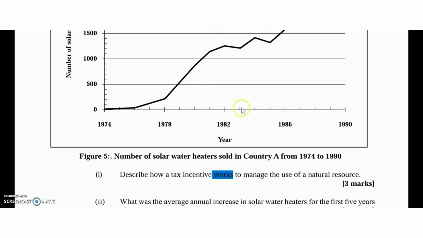If you look at the year 1983, take your ruler and you go straight across, you'll realize approximately 1,200 solar heaters were in fact sold. For the year 1978, it was roughly at 200. So that is the calculation there quickly. The period is in fact 1978 to the year 1983. This is a 5-year period.